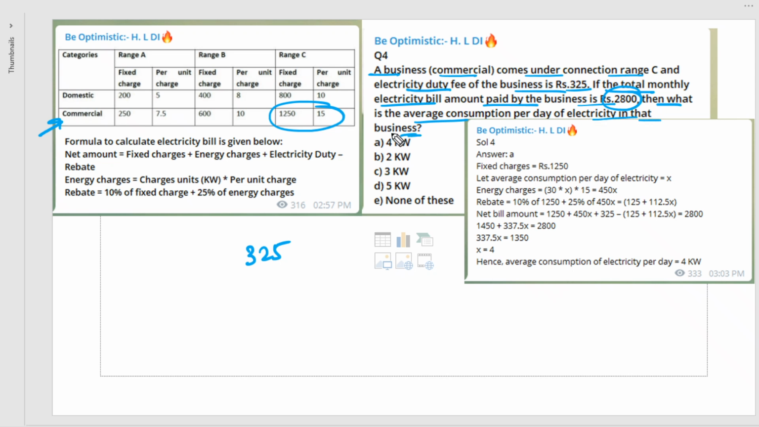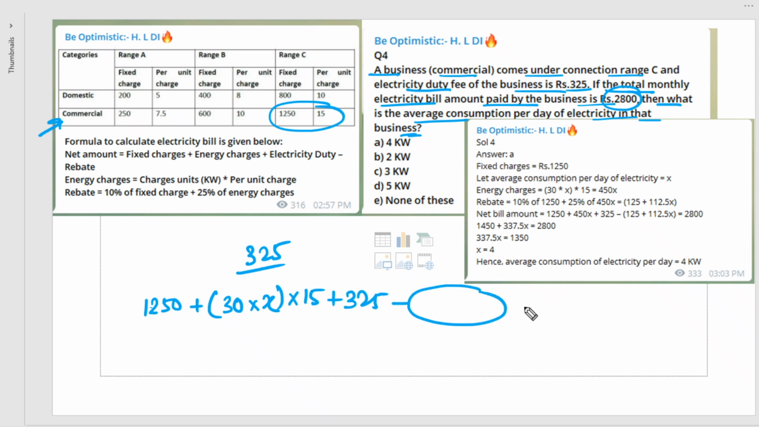Okay, so now you have to tell me the average consumption per day of the electricity. So let's say it is X. Range C, so fixed cost is 1250 plus 30 days. Now you have to calculate the average, that is 30 into X, and per unit charge is 15, plus your electricity duty, that is 325, minus the rebate. This is equal to 2800. Now you have to calculate this. So one rebate you know, that is on 1250.